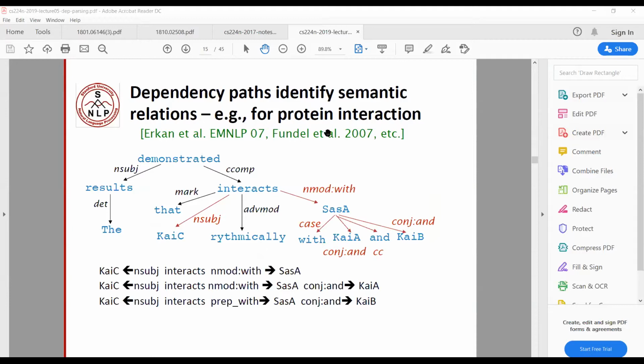Here it would be nice to have the actual phrase that he's taking apart, but this is how he's taking apart a phrase. The results demonstrated that KIC interacts rhythmically with KIA and KIB. This is like a protein chemist.